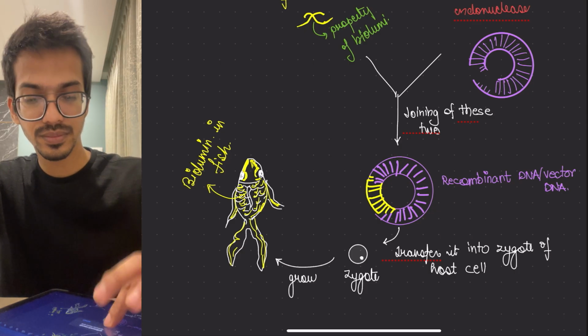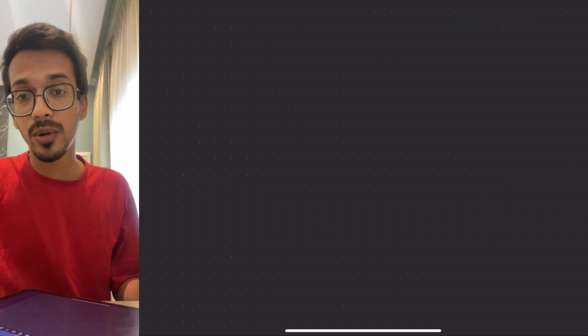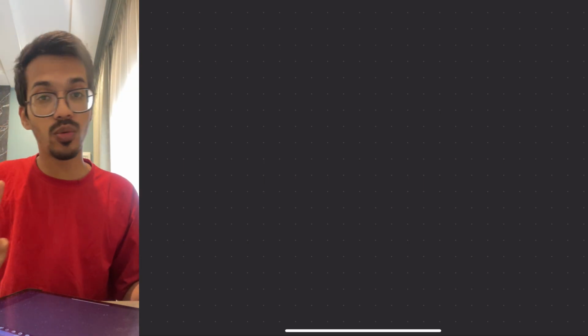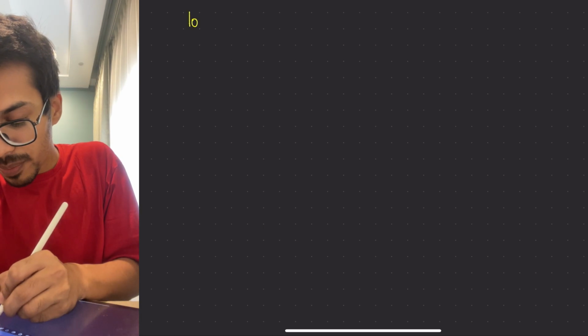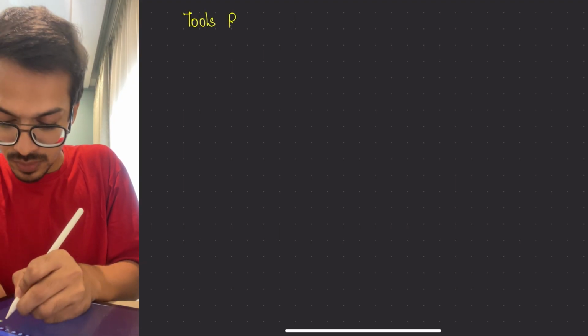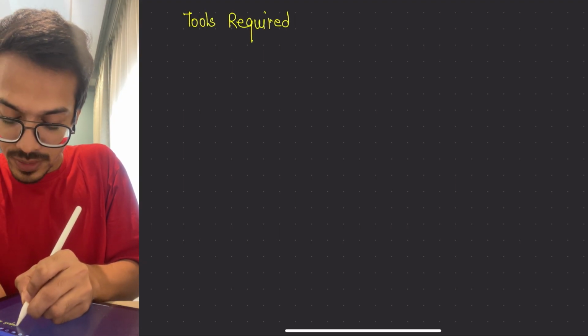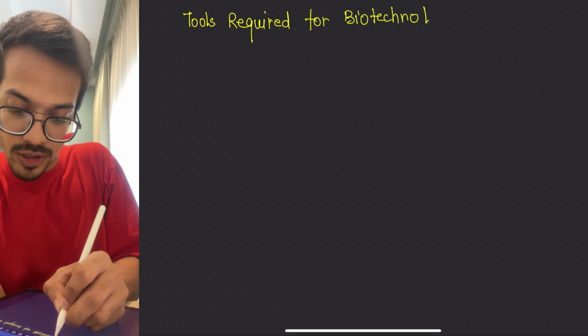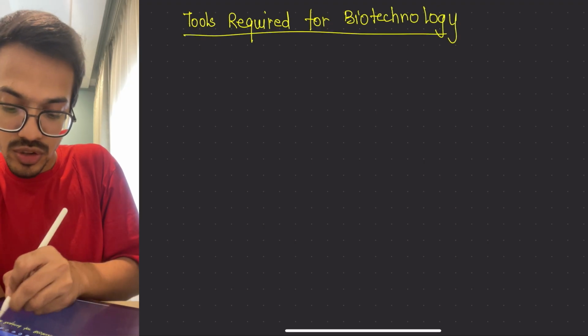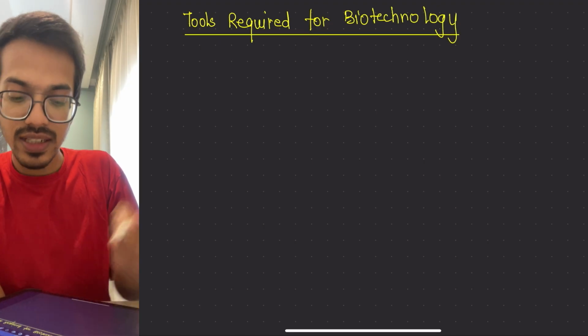Now we're going to be studying about the tools required for biotechnology in this video, and in the next video we're going to see the process, how it takes place. So let's try the tools. So 4 different major tools are required. Inside them multiple things are there, but these 4 are the broad classification. So the next topic is tools required for biotechnology.